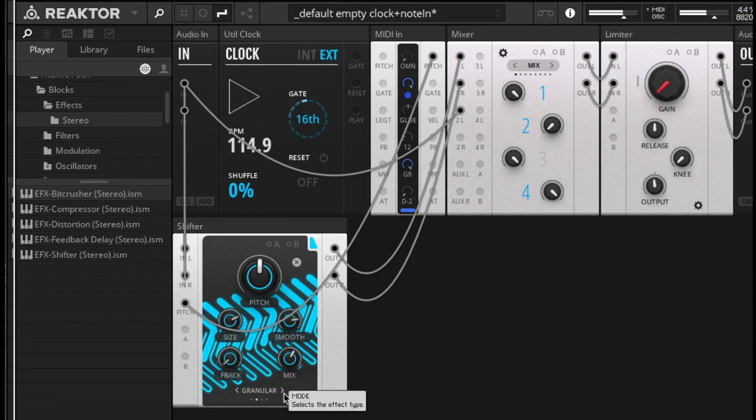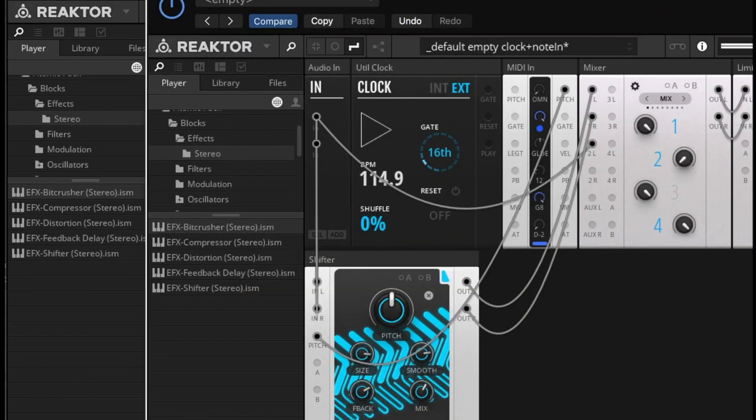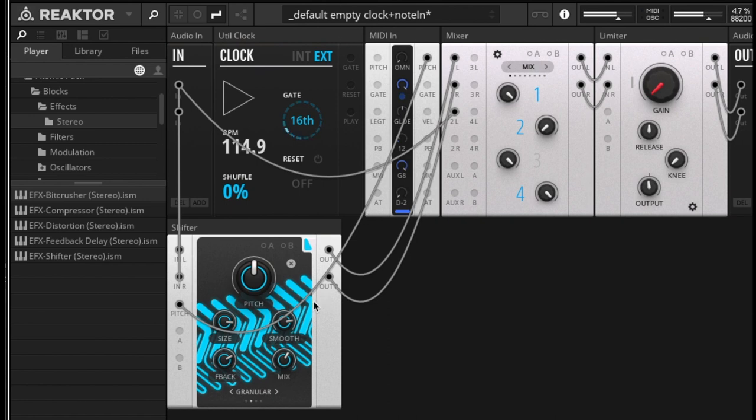You do the same with the granular. And also feedback, a short distance, as it goes into crazy note territory otherwise. Isn't that lovely? Oops. Okay.